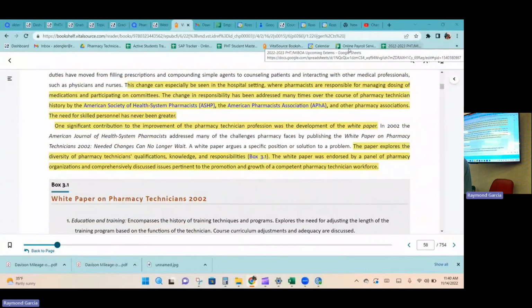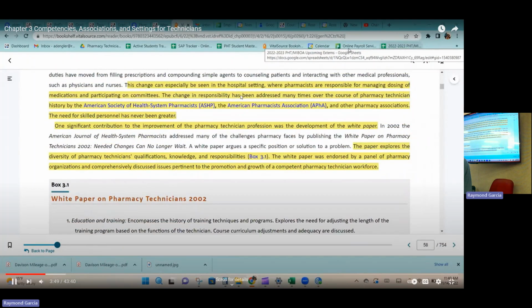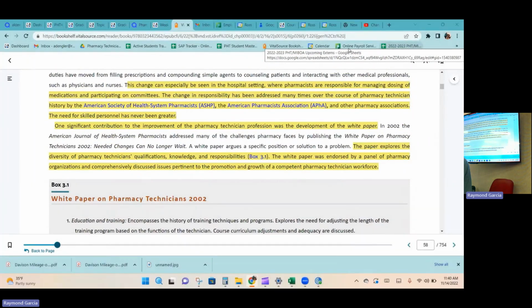One significant contribution to the improvement of the pharmacy technician profession was the development of the white paper. In 2002, the American Journal of Health System Pharmacists addressed many of the challenges pharmacies face by publishing the white paper on pharmacy technicians 2002. Needed changes can no longer wait. A white paper argues a specific position or solution to a problem.